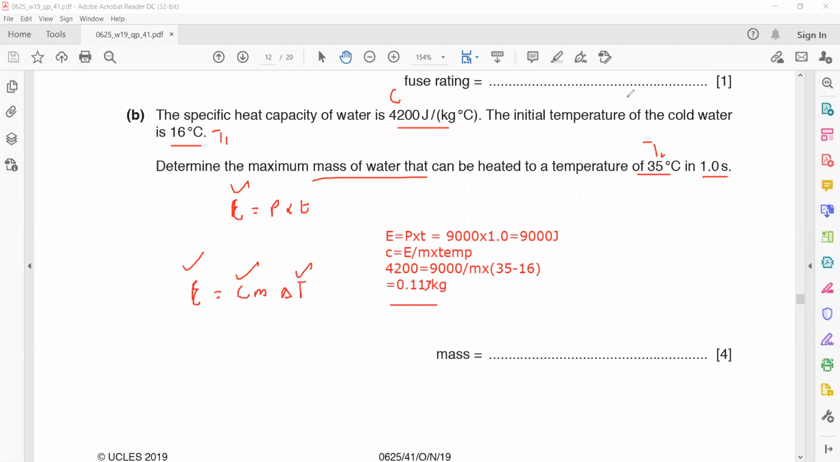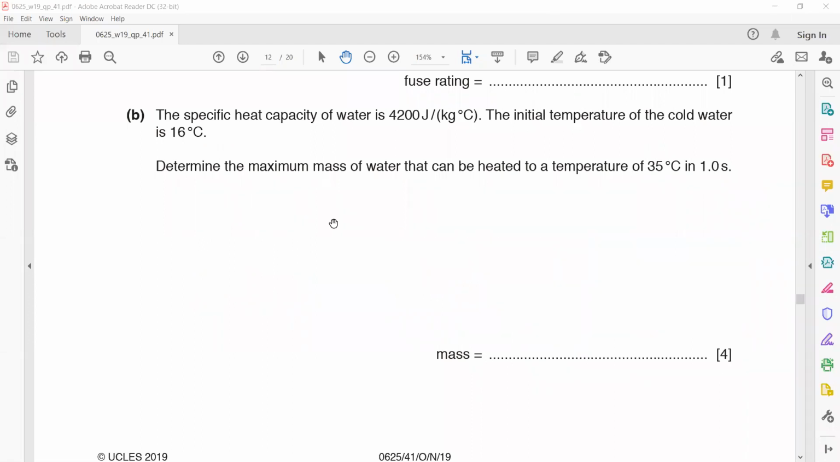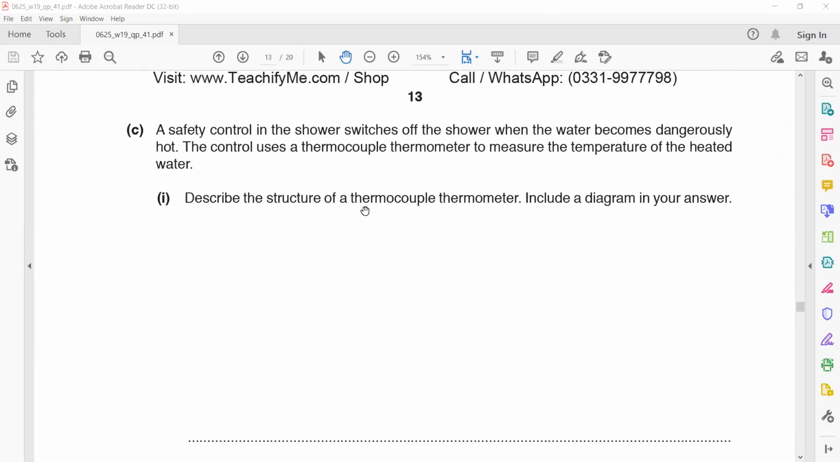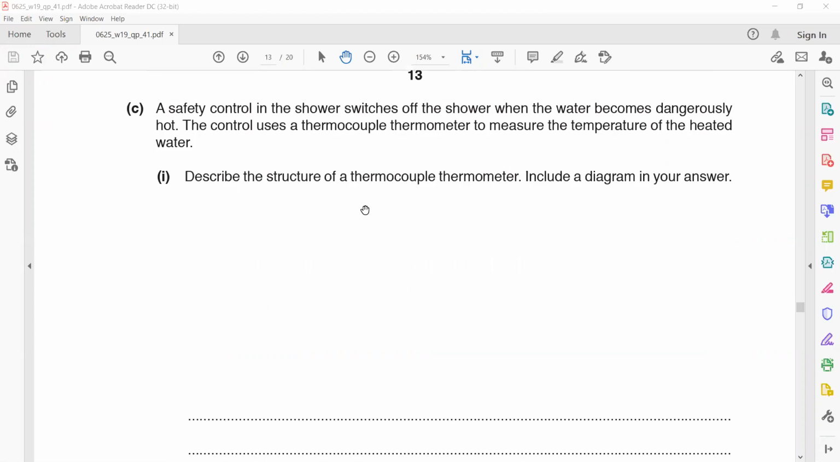A safety control in the shower switches off the shower when the water becomes dangerously hot. The control uses a thermometer to measure the temperature of the heated water. Describe the structure of a thermocouple. Include a diagram in your answer. So draw a thermocouple.